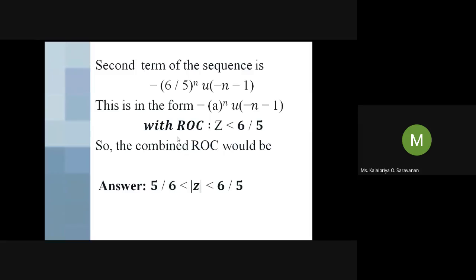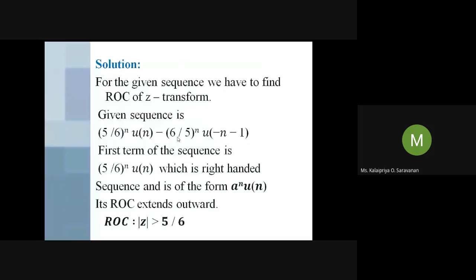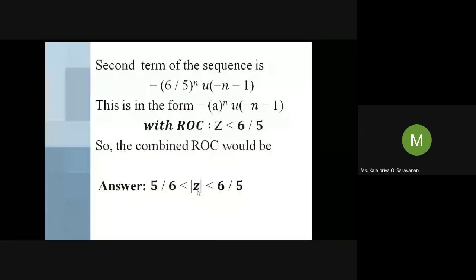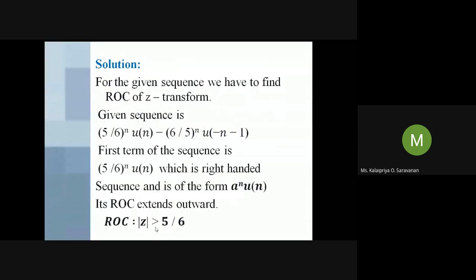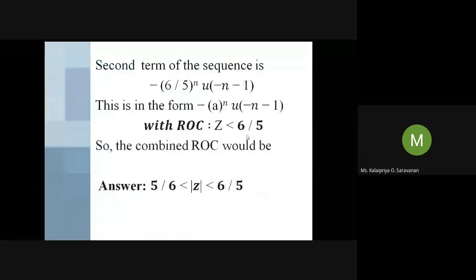So what are the two ROCs we have? One is |z| greater than 5/6. The other one is |z| less than 6/5. One is greater than, the other one is lesser than. We have found two individual ROCs, but what is the given sequence? A combination of these two functions is the sequence. So you will have to combine the ROCs also. You have |z| greater than 5/6 and you have |z| less than 6/5. So the combined ROC should be written as: your ROC will lie between 5/6 and 6/5. So that is your final answer.